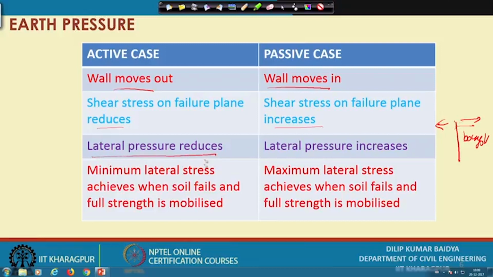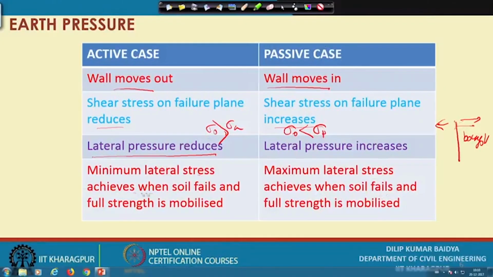Lateral pressure reduces in the active case, that means it was initially sigma naught and then it becomes sigma active. So, sigma naught is greater than sigma active. In the passive case lateral pressure increases, initially sigma naught and then it becomes sigma p, which is greater than sigma naught. The minimum lateral stress is achieved when the soil fails, that means from sigma naught the pressure keeps reducing. What will be the limit? The limit is reached just before failure, the minimum value, when full strength is mobilized. Similarly, the maximum lateral stress is achieved when the soil fails and full strength is mobilized. So, sigma naught finally reaches sigma a, and sigma naught reaches sigma p, just before failure.